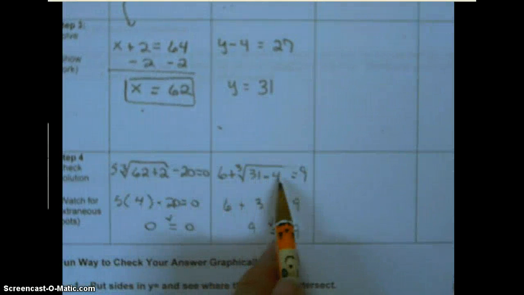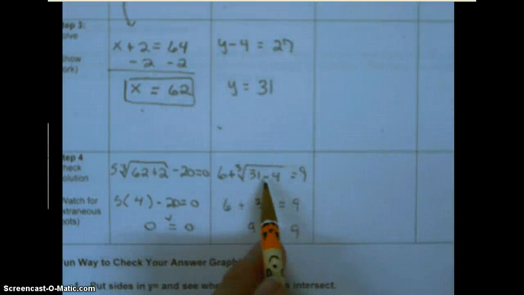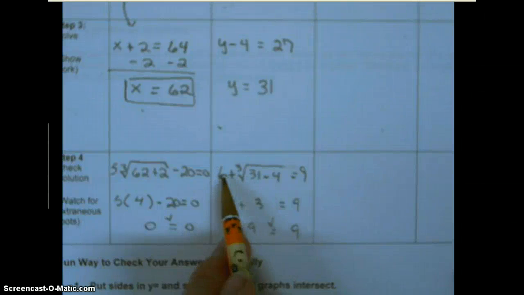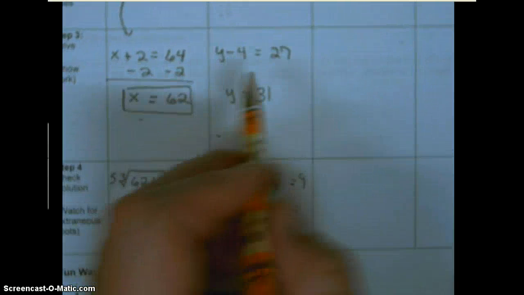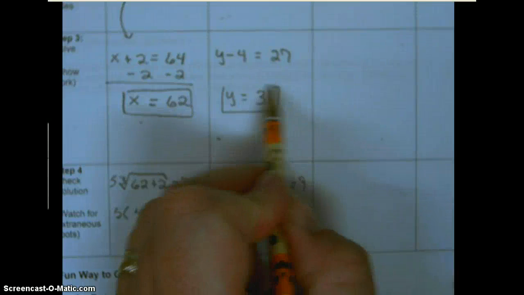Okay, plugging the 31 in. 31 minus 4 is 27. The cube root of 27 is 3. 3 plus 6 is 9. And it checks out. So y equals 31. No problem.